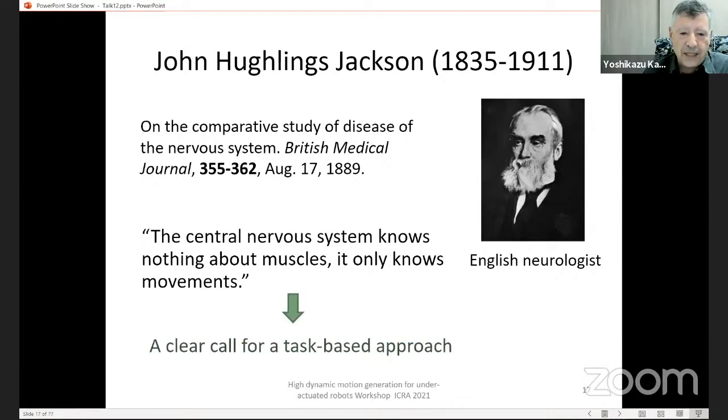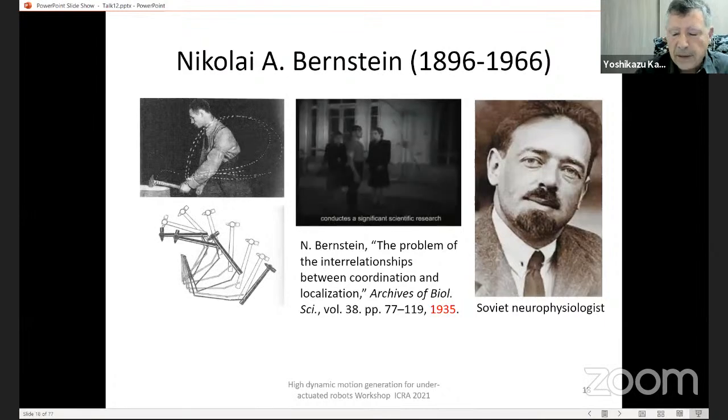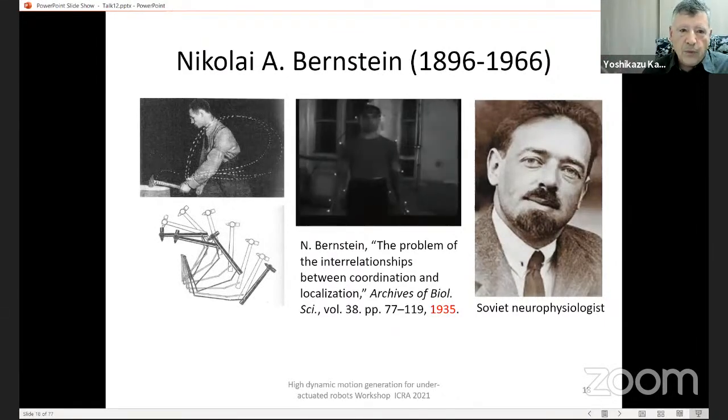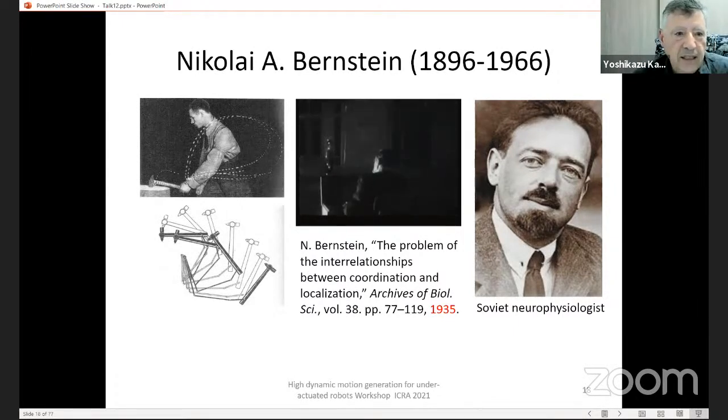So this is a clear call for a task-based approach. Depending on the task, the central nervous system, according to the hypothesis, generates some movements. And it does not generate the movements for each degree of freedom. This is Nikolai Bernstein, at the beginning of the Soviet era. He was tasked with studying the motion of humans, especially for labor. They wanted to become very skillful laborers.